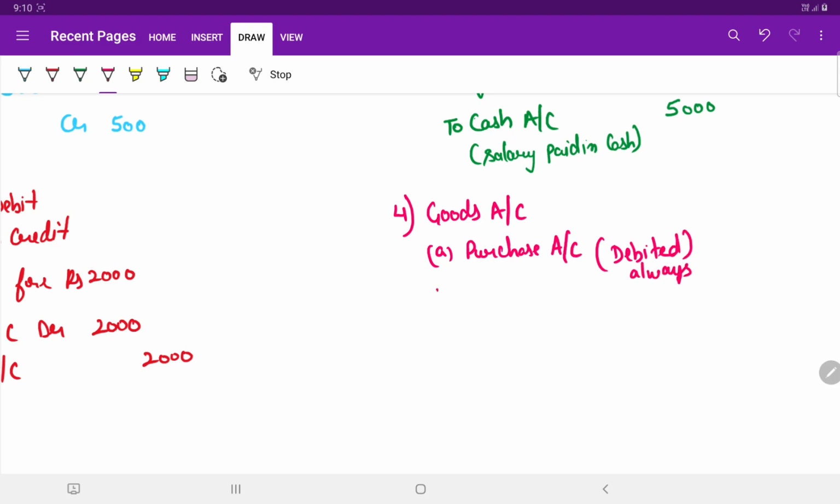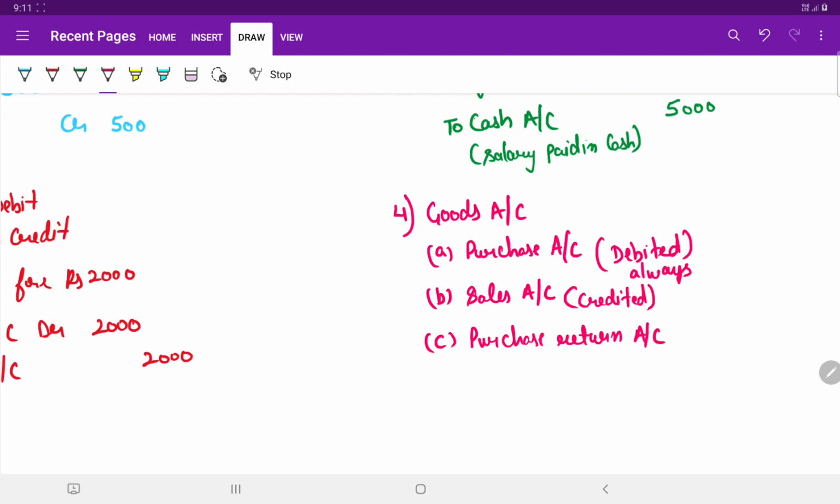Next is the sales account. When any goods are sold, the credit entry is made in the sales account. So, these accounts are always credited, remember this. Then comes the purchase return account. If any purchased goods are returned, then it is called the returns outward. The purchase return account is always credited, because these are the returns that are being done.